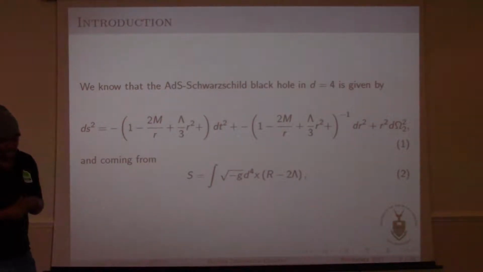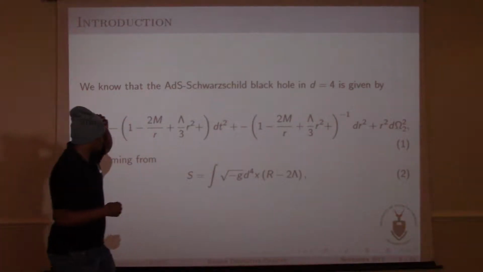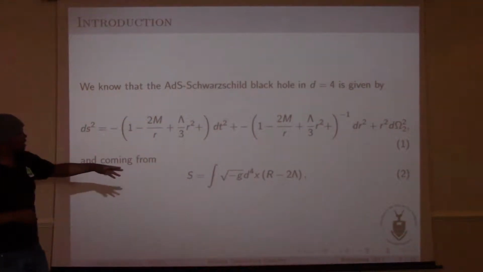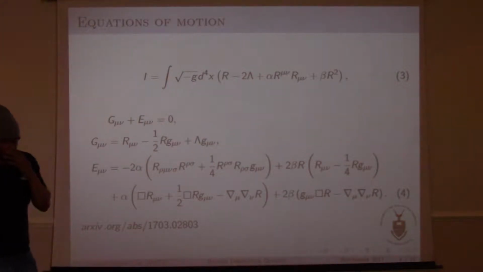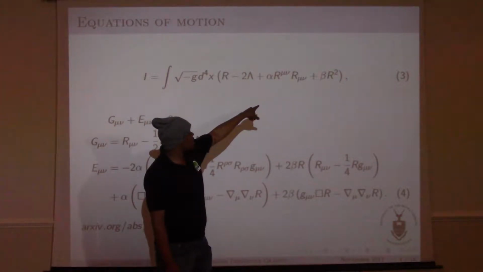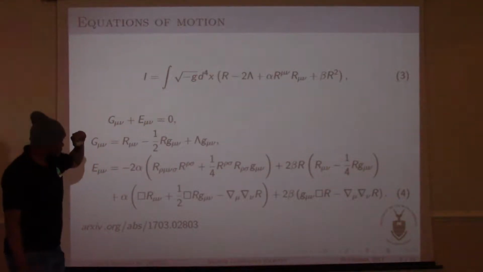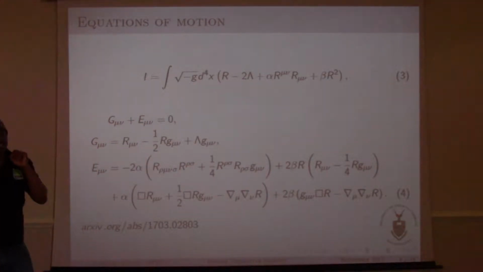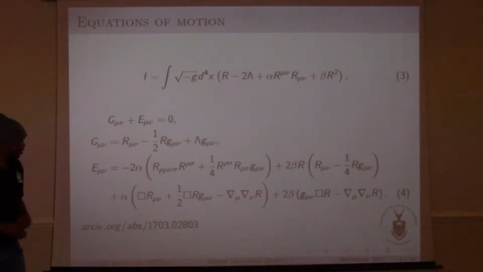For the AdS Schwarzschild black hole, we know it's given by this. Sorry, there's no minus there. This comes from the Hilbert-Einstein action. But the theories that we're interested in have higher derivative curvature terms, you can see the Ricci terms and the Ricci scalar, because we're actually looking for higher derivative non-Schwarzschild black holes. If you vary that action, you get these equations of motion.